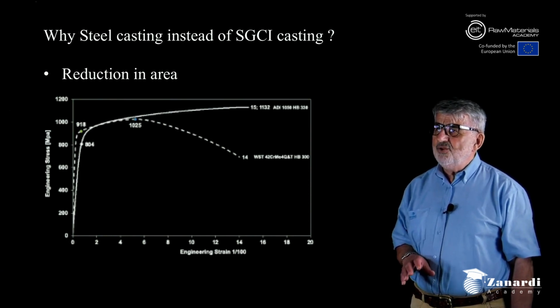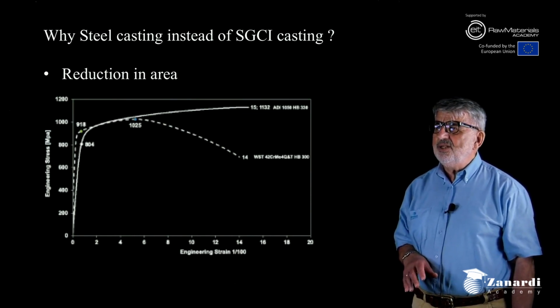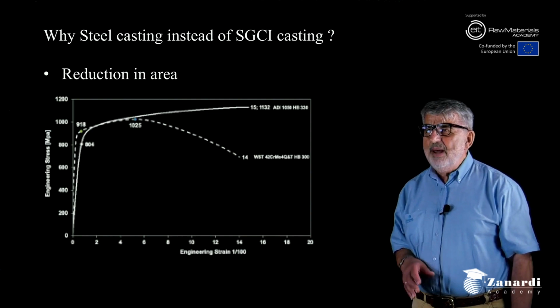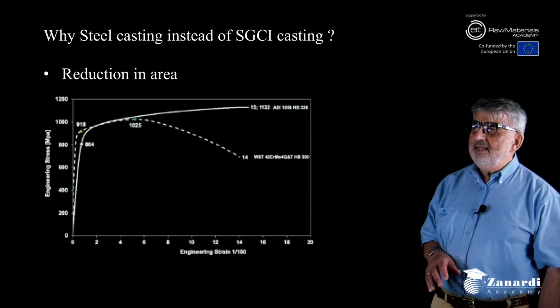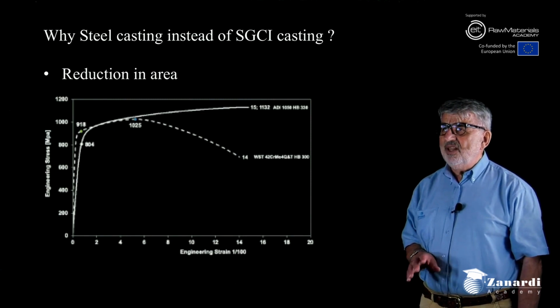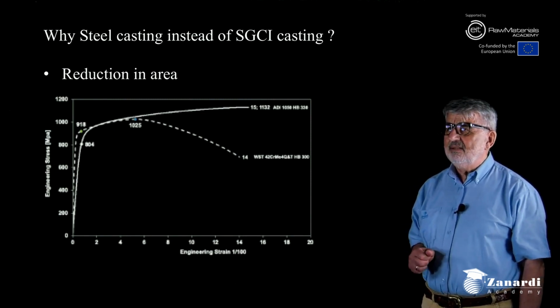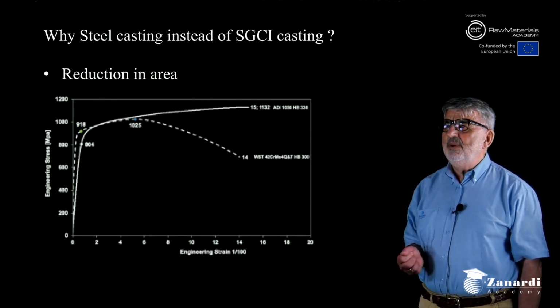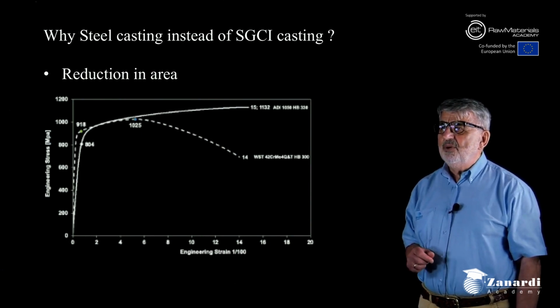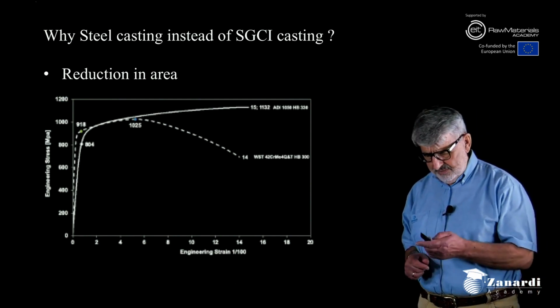And we need to know these two different properties, and also we need to be able to measure or to rank in some way these different behaviors for a safe design of spheroidal graphite cast iron castings and an enlargement of their possibility in substitution.